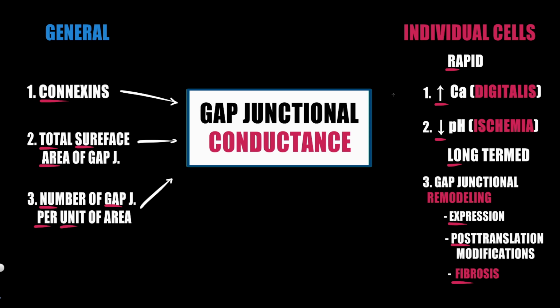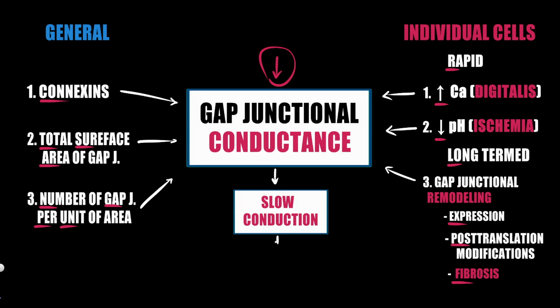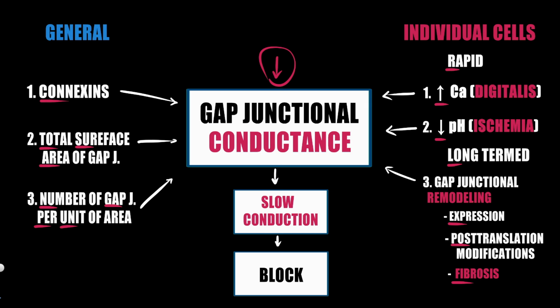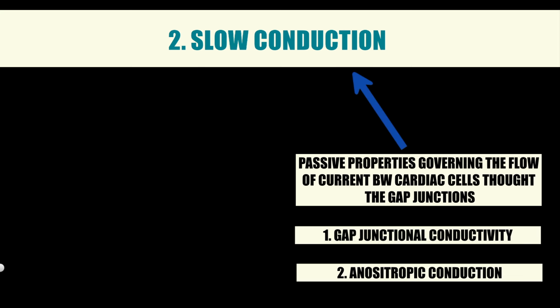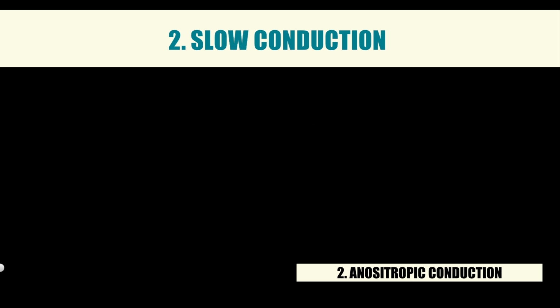Normal aging as well as many pathological conditions are also accompanied by fibrosis of the myocardium, which can disrupt gap junctional connections. All of these factors can lead to slowing of conduction through the gap junctions, or even to conduction block. Another passive property governing the flow of current between cardiac cells through the gap junctions is anisotropic conduction.